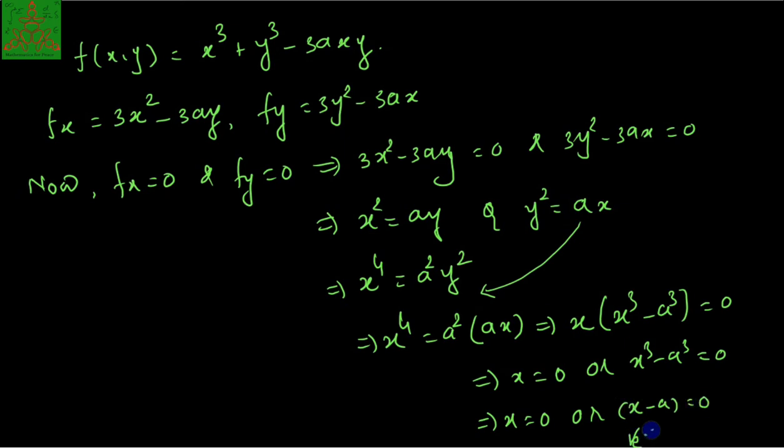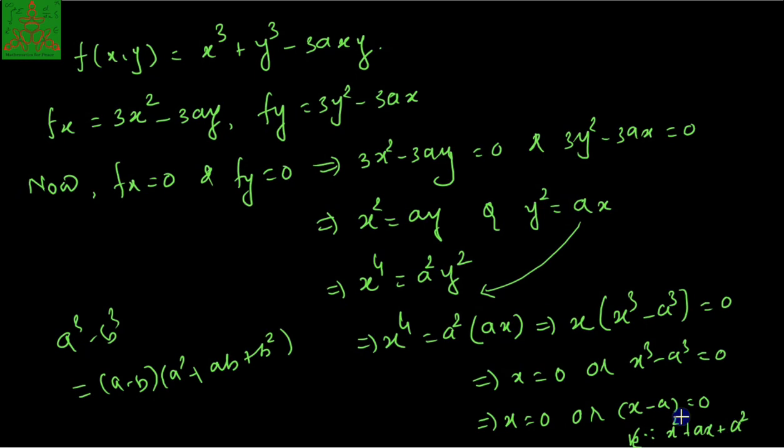What is the reason? For a cubed minus b cubed, we know that it is (a minus b)(a squared plus ab plus b squared). So according to that we have x squared plus ax plus a squared as another factor, but this is never 0, because x and a are both real numbers, and this equation will give you a complex solution. So that's not possible. So only two values of x are possible, that is x is 0 and x is equal to a.